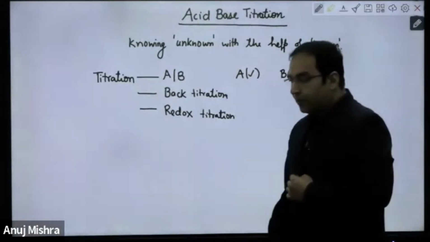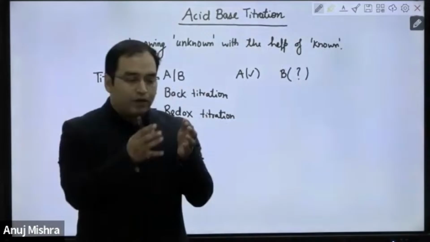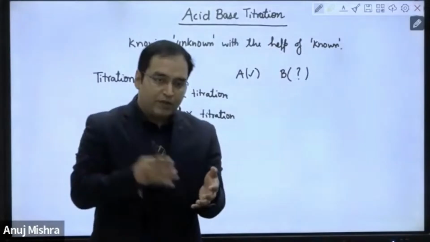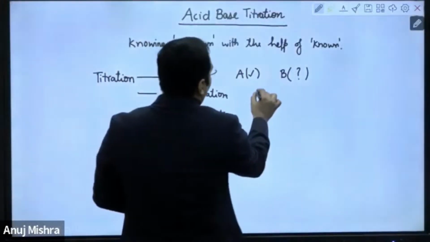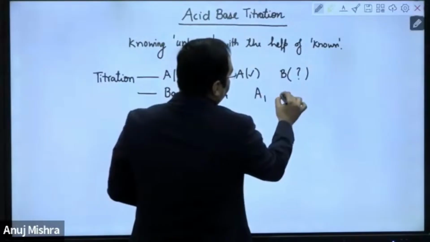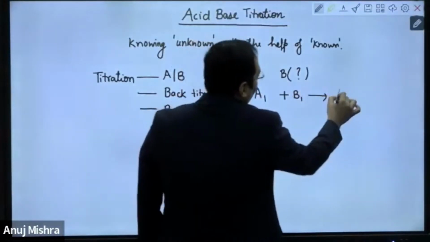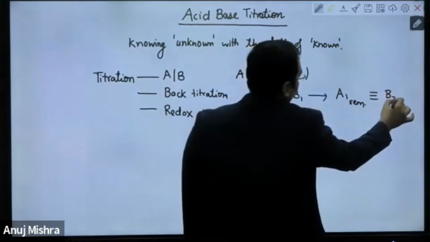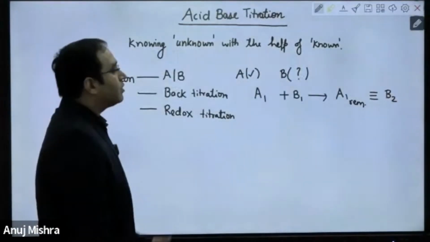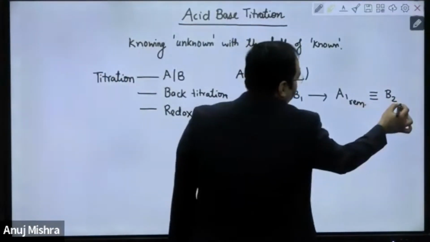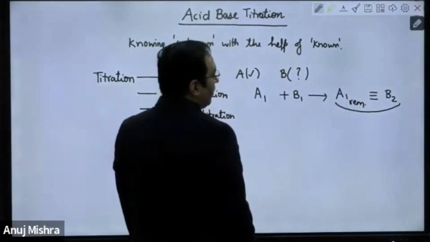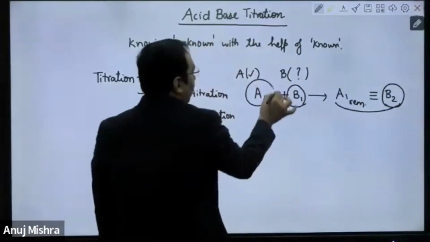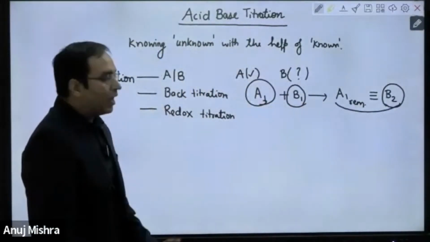What is back titration? Back titration is basically when you are doing a certain reaction and something is remaining, and now you are titrating it back. Let's say you take some acid A1 and react it with some base B1. A1 remains. It required some other base B2. This is back titration. So B2's gram equivalent will be the same as the remaining A1's gram equivalent. B1 gram equivalent plus B2 gram equivalent put together will be A1 gram equivalents. That's how we do the calculation part.